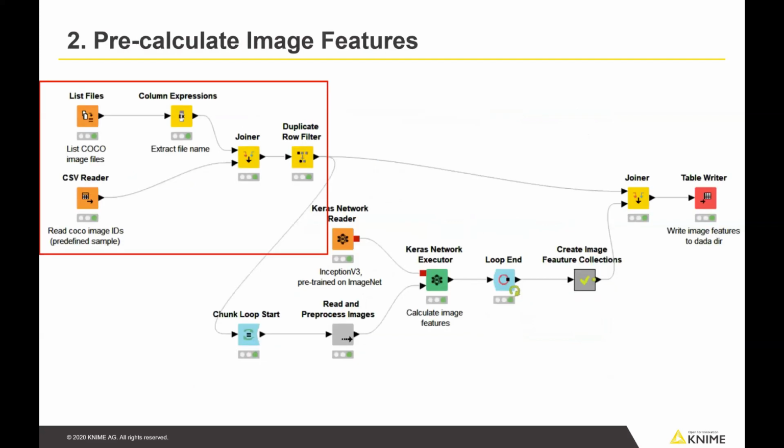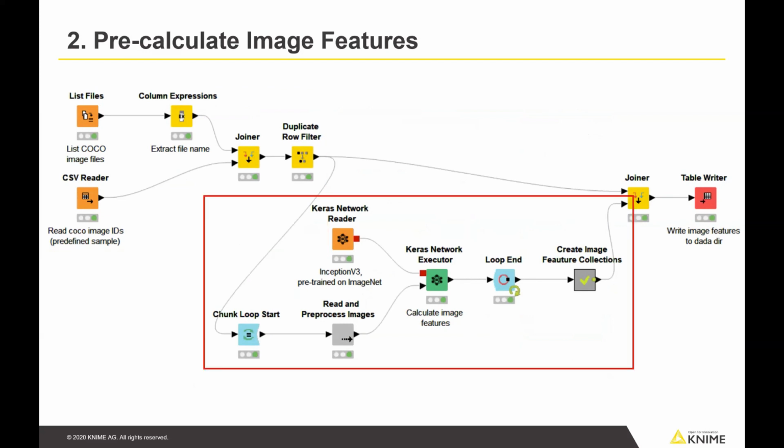Next, we continue with the second workflow, which is about pre-calculating the image features. Here in the top left part, we just read in our subsample of the COCO dataset. Then the calculation of the image features happens in the bottom part. Here we have this Keras Network Reader where we read an Inception V3 model from disk. This is again just a standard model, also trained on the ImageNet task. Then with this Keras Network Executor, we can actually execute the network, so we can basically extract any feature representation from any intermediate layer of the network.